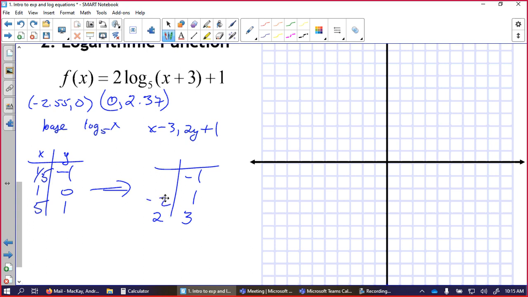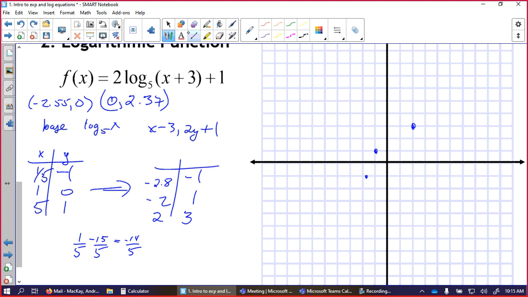Minus 2. 1/5 minus 15 fifths is -14 over 5, which is -2.8. So over 2, up 3, -2 and 1, -2.8 and -1, which makes sense.